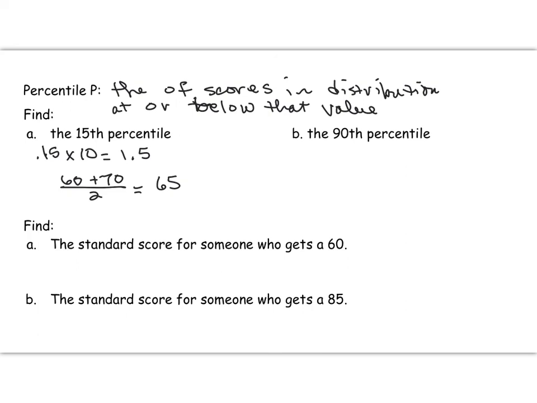Now the 90th percentile is going to be 0.9 times 10. That's going to give me the data point I want, which gives me 9. The 9th data point is 90. So a 90 is what I'd need to score in the 90th percentile.